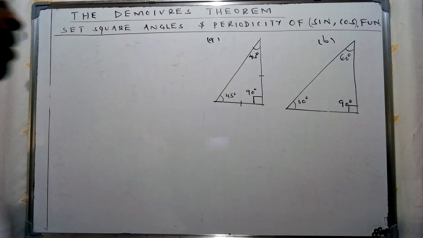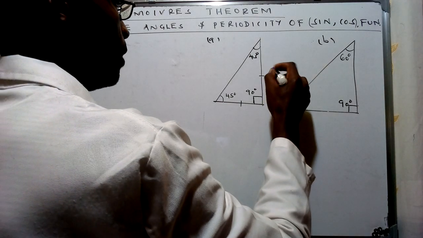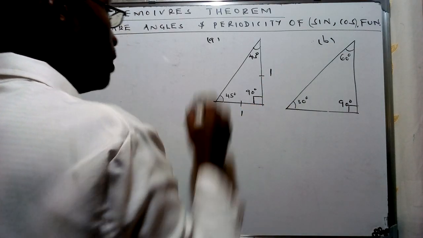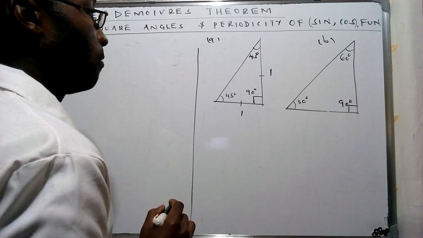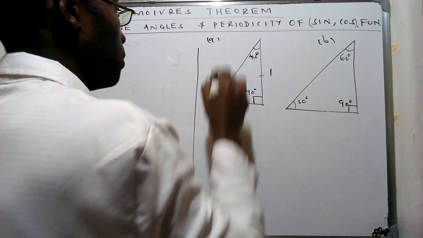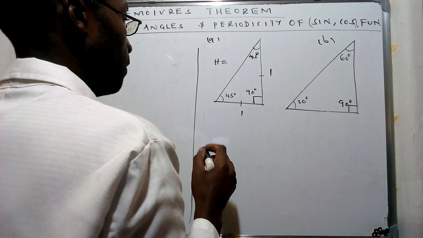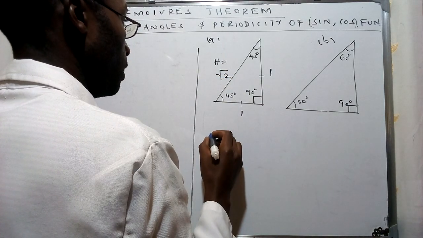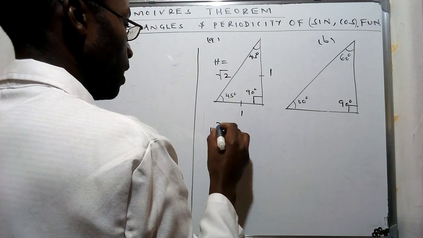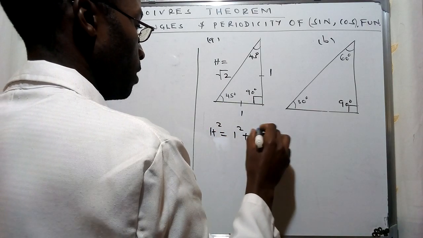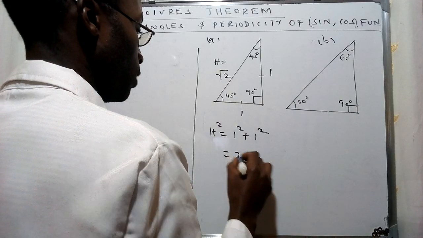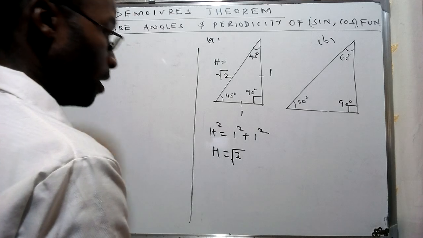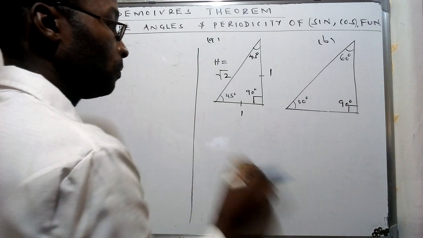Therefore, we expect from the Pythagoras theorem that if we have this one as 1 unit, this is going to be 1 unit as well. And if we analyze the hypotenuse in this specific case, it is going to be given as root 2. So basically, the hypotenuse squared is equivalent to 1 squared plus 1 squared, which is equivalent to 2. And the hypotenuse h represents the root of 2 as per Pythagoras' theorem.